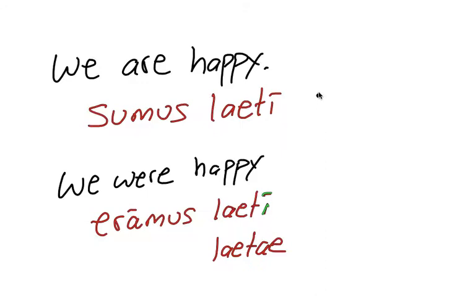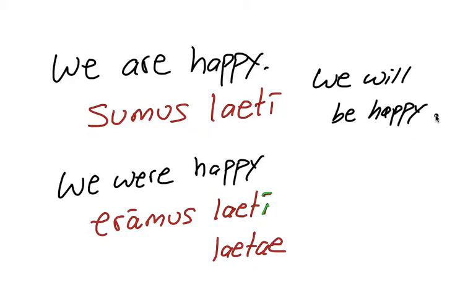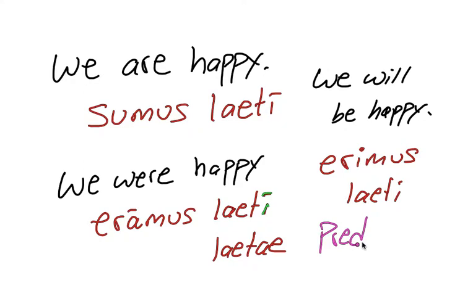And finally, we could use the future and say we will be happy. Happy, not hoppy, and that's for bunnies. And if we're translating that, erimus laeti. So remember that you always use a predicate nominative with sum, whether it's present, imperfect, or future.